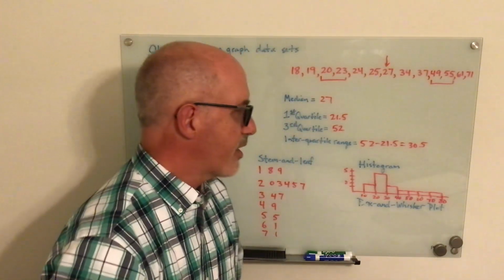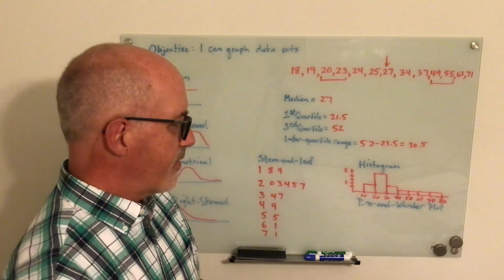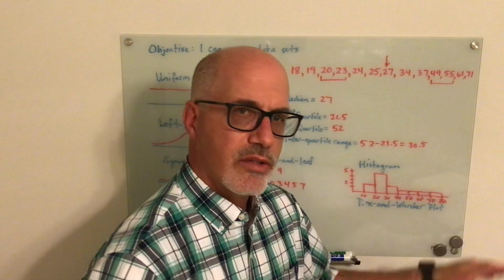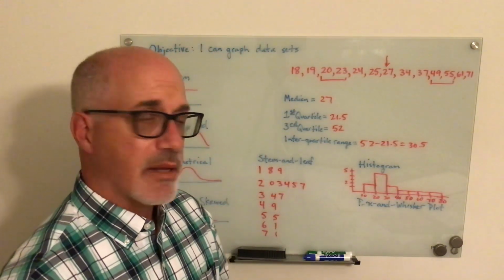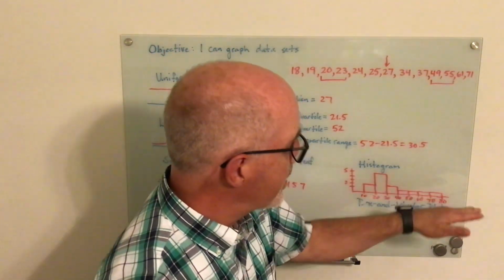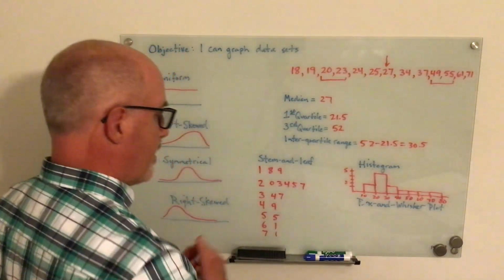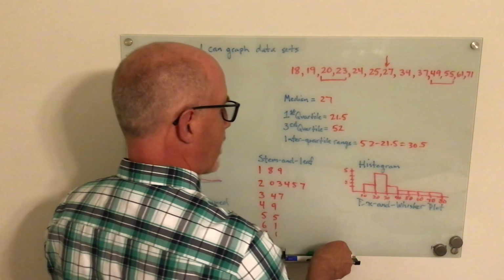So what we have here, notice that this gives us a shape where we can notice that this is going to be a right-tailed data set because it's got a tail of this data going off to the side. Helps us get to know what the shape of it is. Let's go ahead and do the box and whisker next.